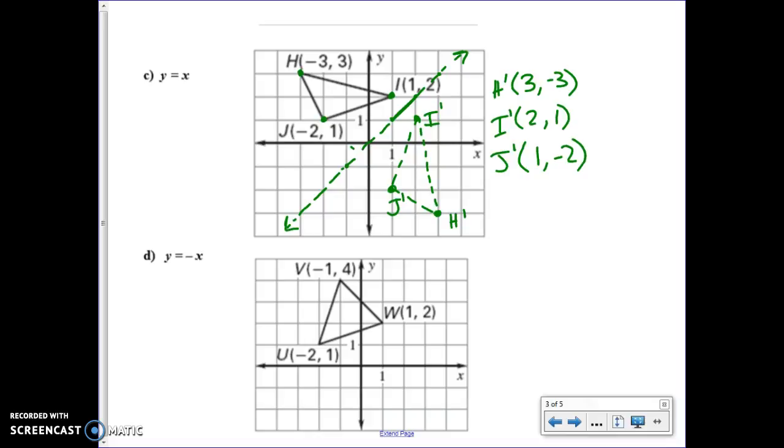All right, y equals the opposite of x. So that's a line with a slope of -1. It's going through 0, and it's any points where x and y are opposites. So there's your line, y equals the opposite of x. So we're flipping over that line. If we start at point U at (-2, 1), we're half a box away from the line, so we're going to move half a box away. So there's U prime. U prime now is at (-1, 2).